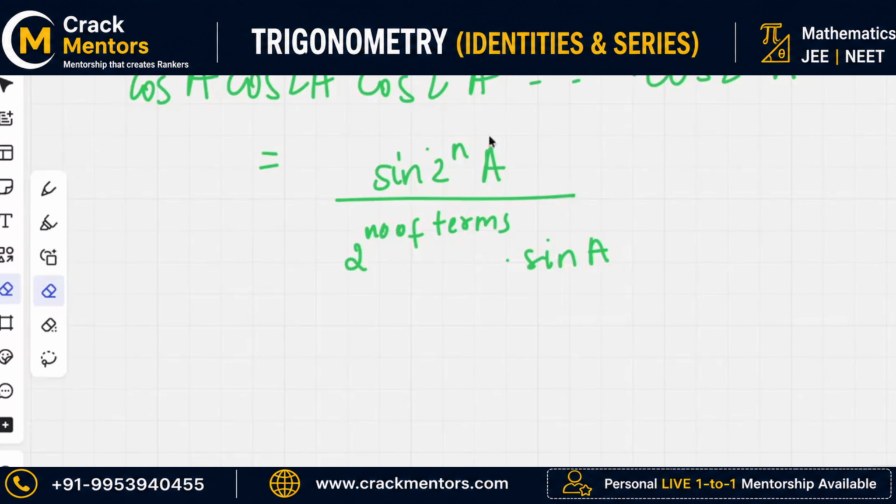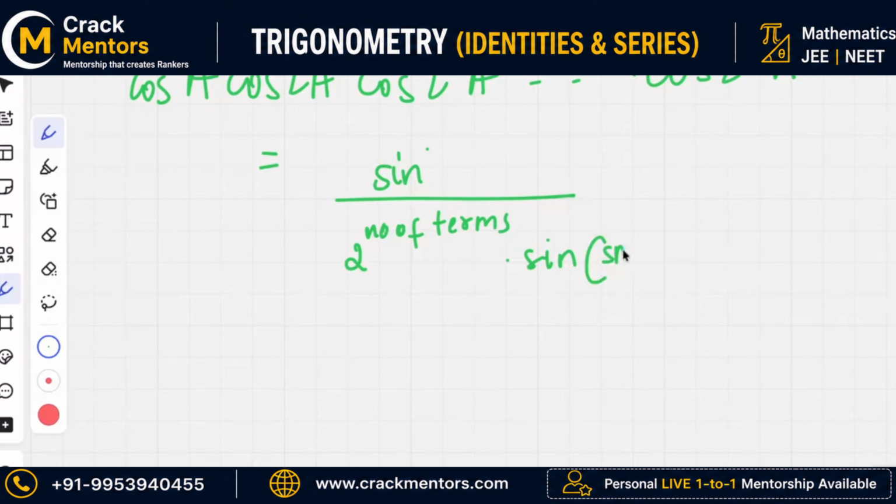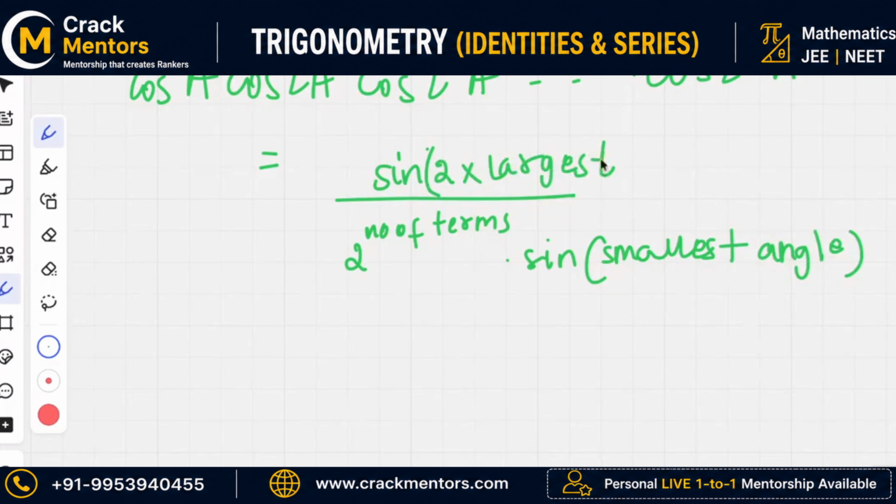Or a better way is to learn it like sine of smallest angle that you see. The smallest angle here would be A, and then sine of 2 times the largest angle that you see. So largest angle is 2 power n minus 1. If you multiply that by 2, it would be 2 power n times A. So remember it like this, right?